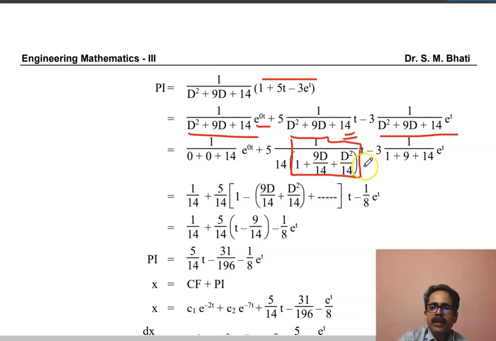This operator is written in the form 1 by 1 plus a type.